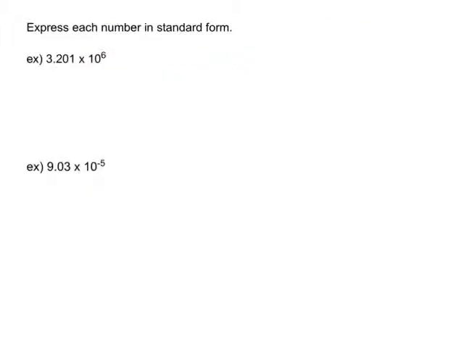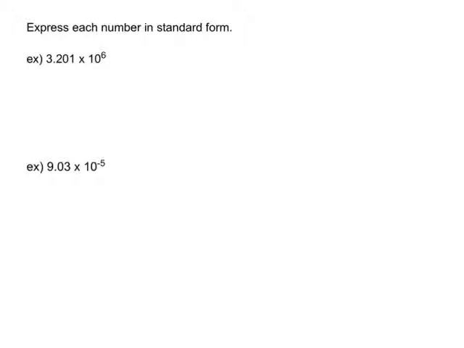So for these examples, we need to express each number in standard form. And standard form just means that I no longer want the number to be in scientific notation. So I have 3.201 times 10 to the 6th, and I need to move that into a regular number. Well, my exponent is positive. Typically a positive exponent would tell me that I move to the right. However, I need my number to go opposite because I'm moving into standard form. So I'm actually going to move my decimal place 6 places to the right.